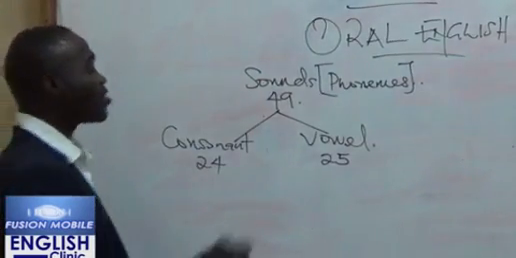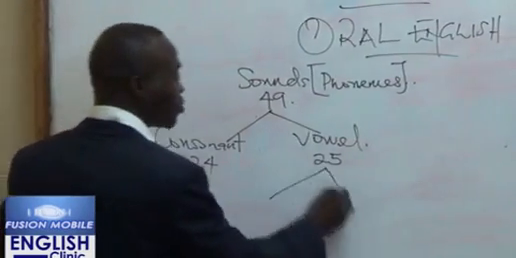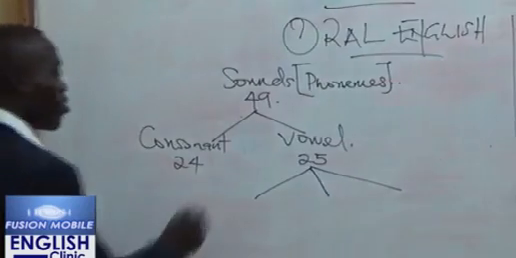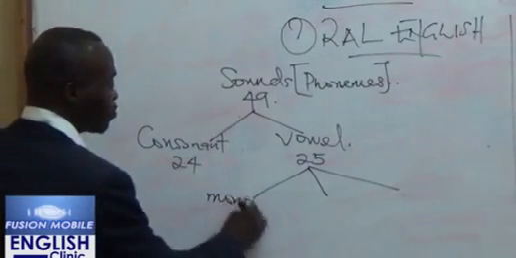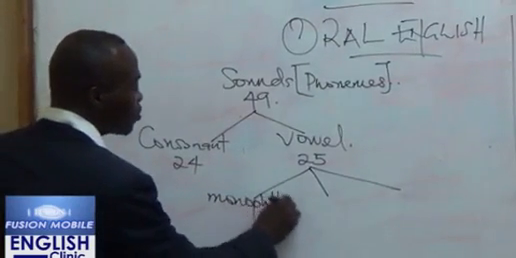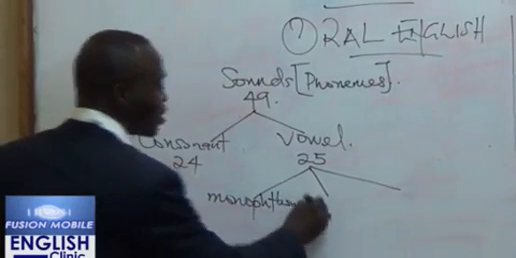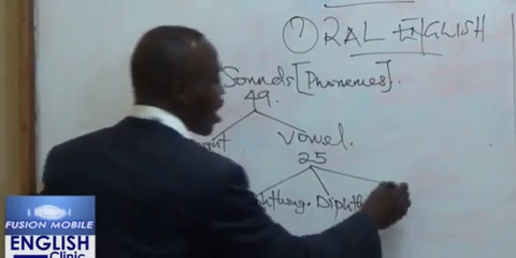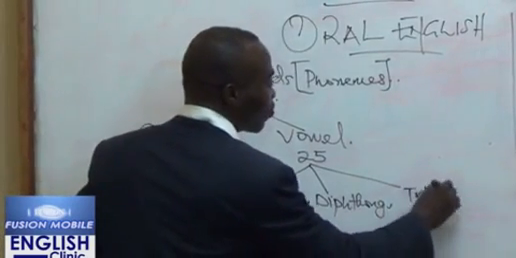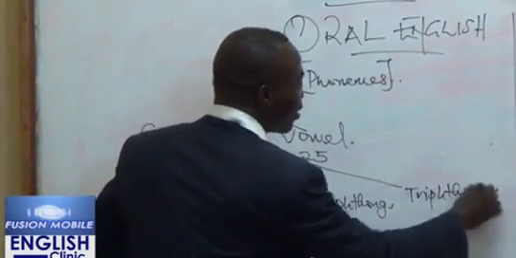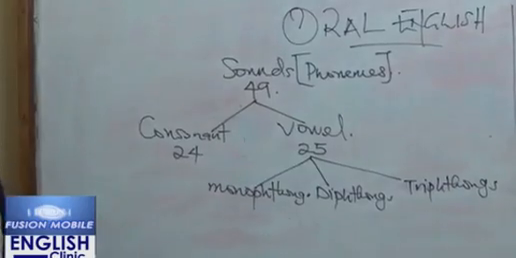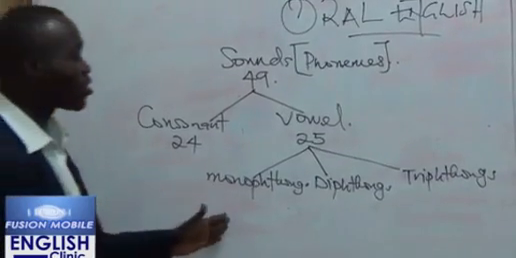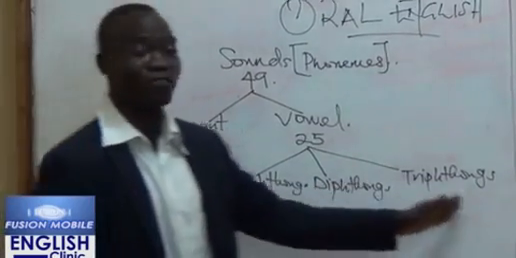Now, vowel sounds can be divided into three groups. What are the three groups? We have monotones. We have diphthongs. And we have triphthongs. Once again, vowel sounds can be divided into three groups. We have monotones, diphthongs, and triphthongs.